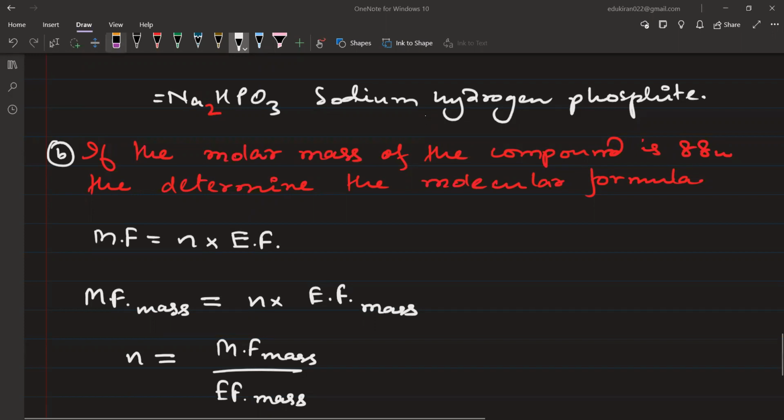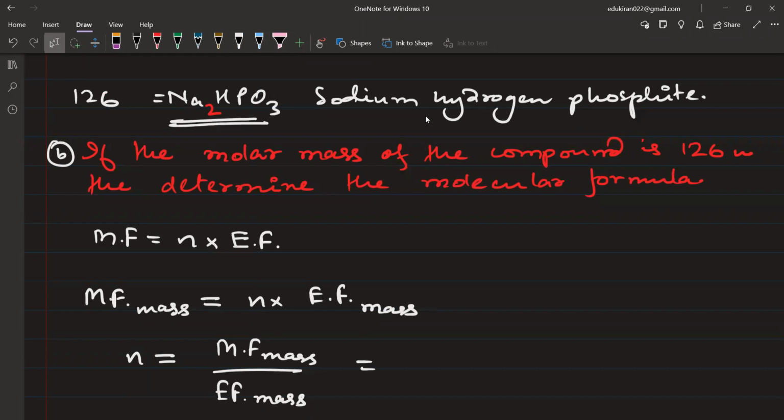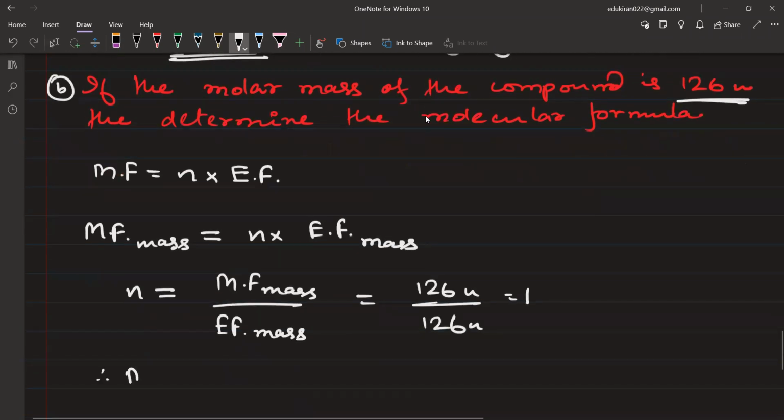Oh, sorry. This is not 88 U. Actually, this is 126 AMU only. My bad. This is 126. Okay. So yeah, correct. This will be 126. So this was the empirical formula, equal to 126 AMU, and here the molecular formula mass is given as 126, divided by empirical formula mass 126 U. So n is equal to 1, and therefore molecular formula is equal to n into empirical formula, which is 1 into empirical formula, equal to empirical formula. Okay. So in this case, molecular formula and empirical formula are both the same.